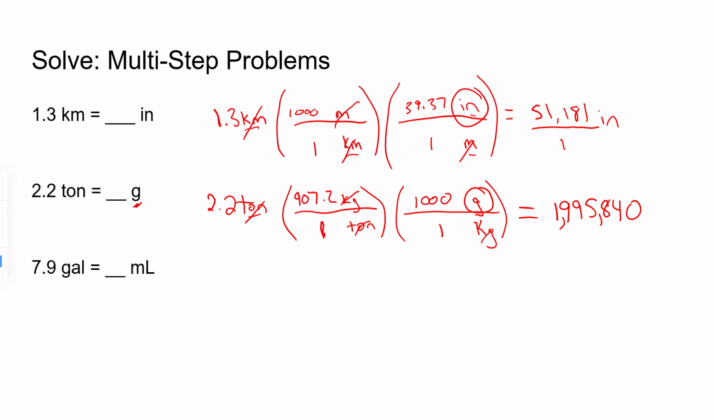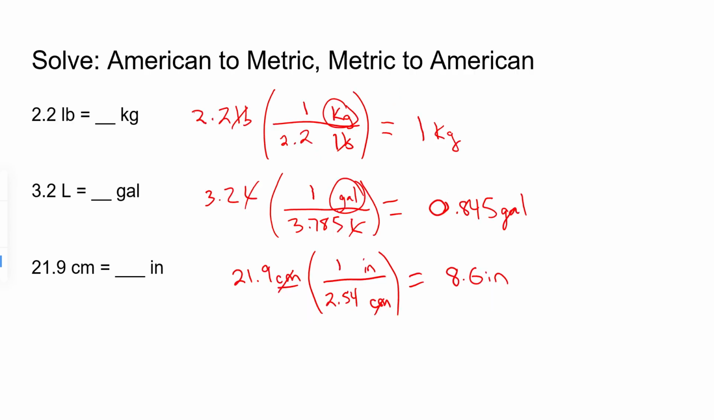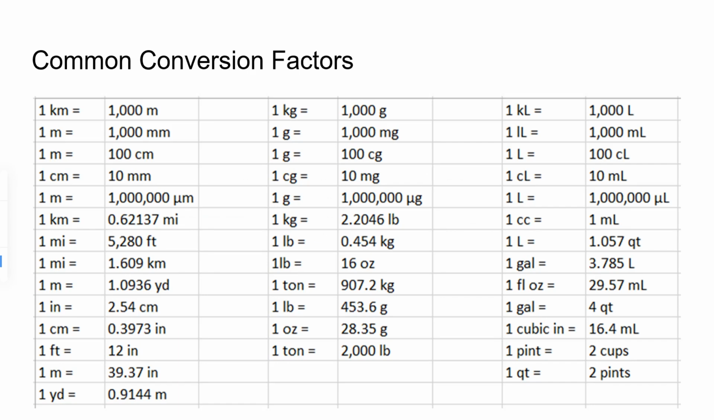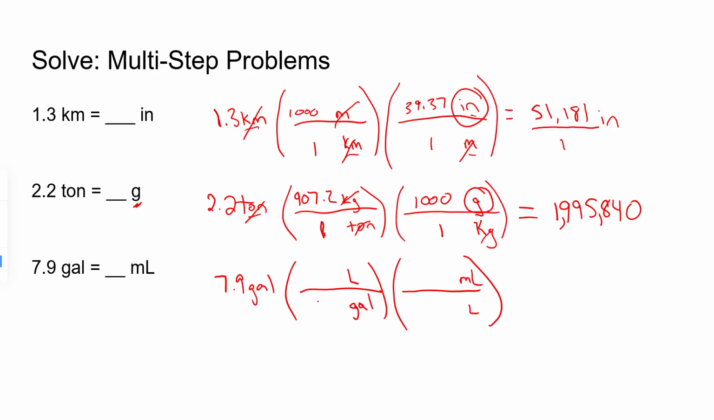Okay, last problem here, we've got 7.9 gallons, and they want milliliters. So I'm going to jump over to the metric system right away and go from gallons to the closest unit, which is going to be liters. And then from liters, we're going to go to milliliters. So, gallons to liters here. 1 gallon is 3.785 liters. And then we have 1 liter is 1,000 mils.